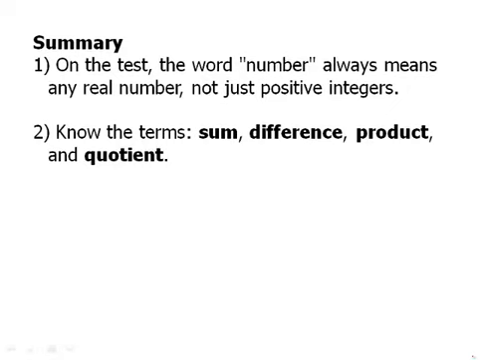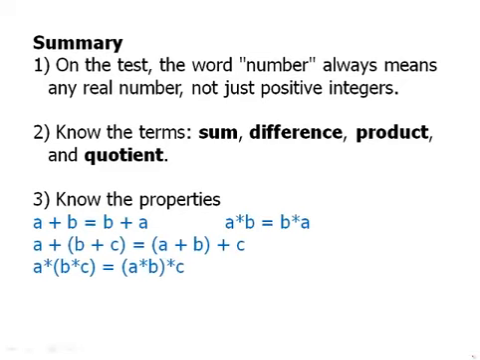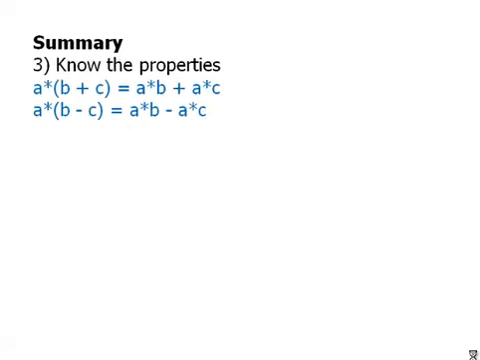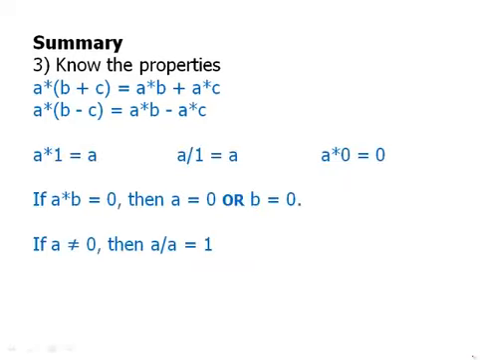Know those 4 terms, sum, difference, product, and quotient. Those are actual vocab words you need to know. And know the properties. Again, we don't need to know the names of the properties. We just need to know the properties themselves. Here we have the commutative property and the associative property. Here we have the distributive property, which is a really important one, and then all the properties concerning the special numbers 1 and 0.